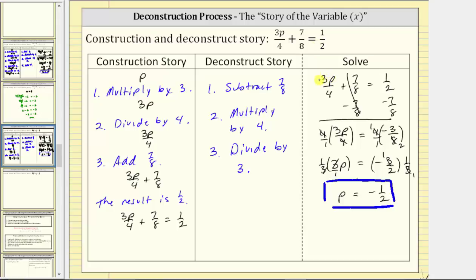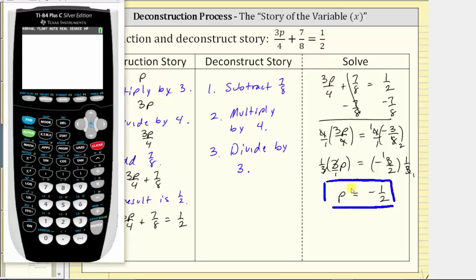For this example, let's check this on the graphing calculator. Substituting negative 1/2 for p in the equation, we would have 3 times negative 1/2, so negative 1 divided by 2. Notice how the negative 1/2 is in parentheses, and this is divided by 4. And then we have plus 7/8, 7 divided by 8. Enter, which notice how is equal to 0.5, which is 1/2. To convert this decimal to a fraction, we can always press Math, Enter, Enter.